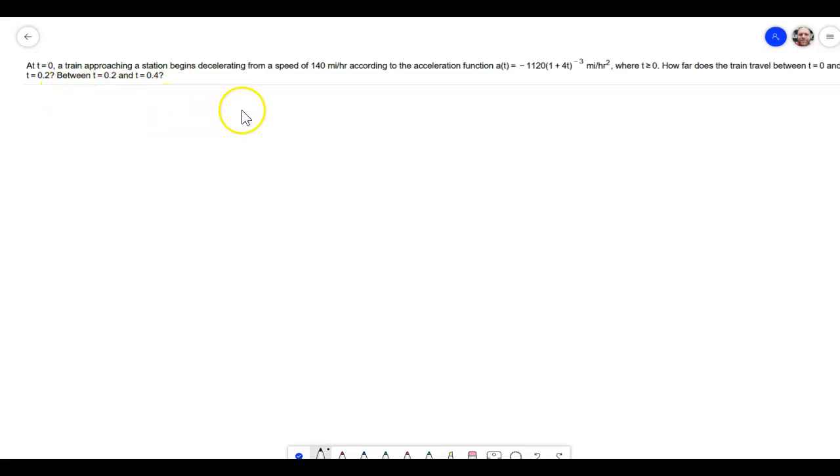So let's first define what we're trying to do. If we remember, you have your position function, and if you take the derivative of that, you're going to have your velocity function. And if you take the derivative of that, you're going to get your acceleration function. We've done this a few times when we were doing derivatives for chapter 2. So the same is true for antiderivatives.